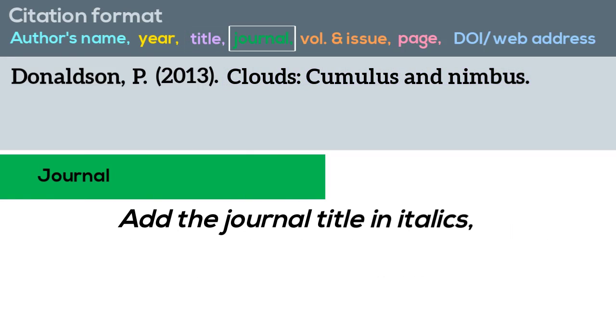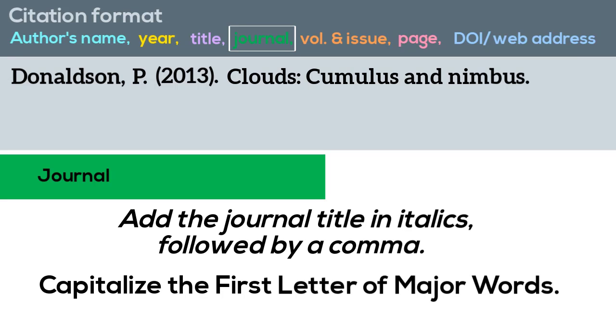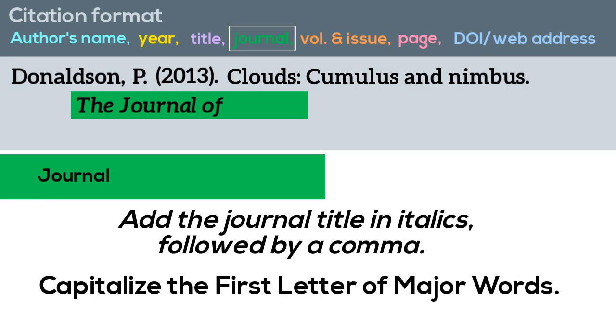Next, add the journal title in italics, followed by a comma. Capitalize the first letter of major words, so not articles or prepositions. For example, the Journal of Clouds, comma.